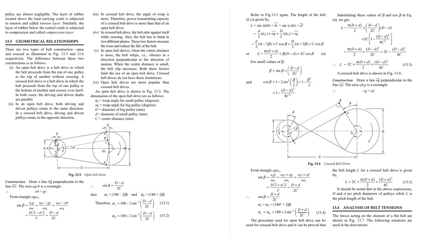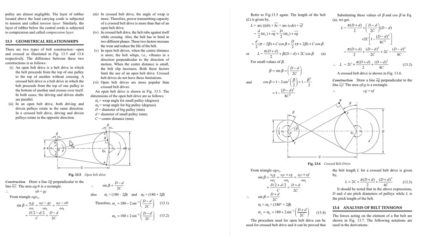The open belt drive is a belt drive in which the belt proceeds from the top of one pulley to the top of the other pulley without crossing, while in the crossed system, the belt is crossed from one pulley to the other. It has advantages as well as disadvantages. In both cases, the driving and driven shafts are parallel with each other.